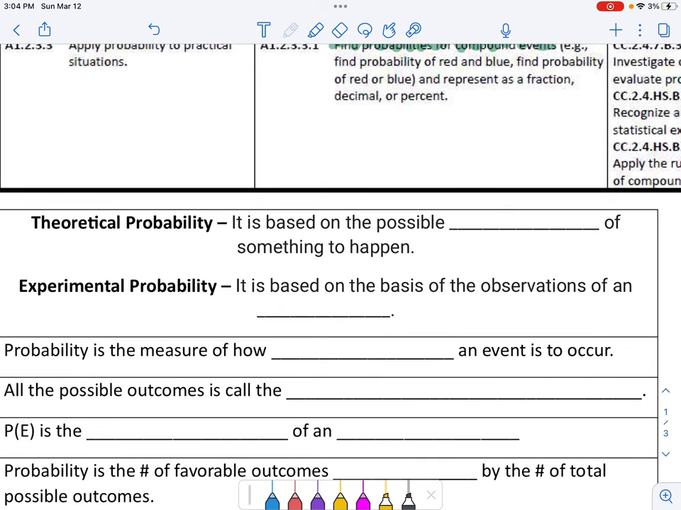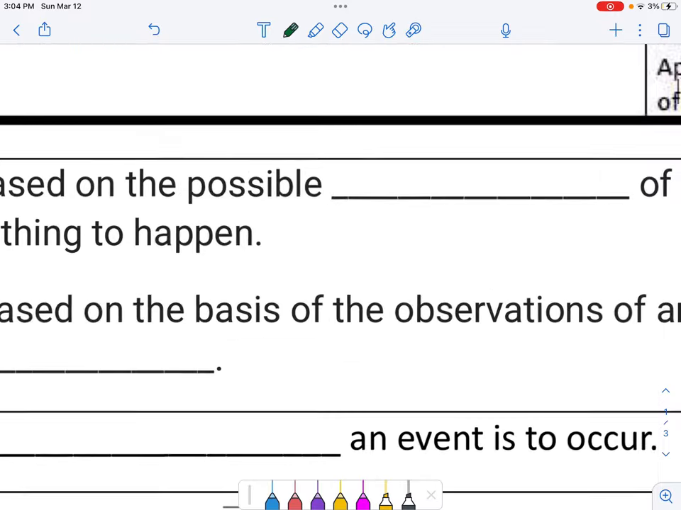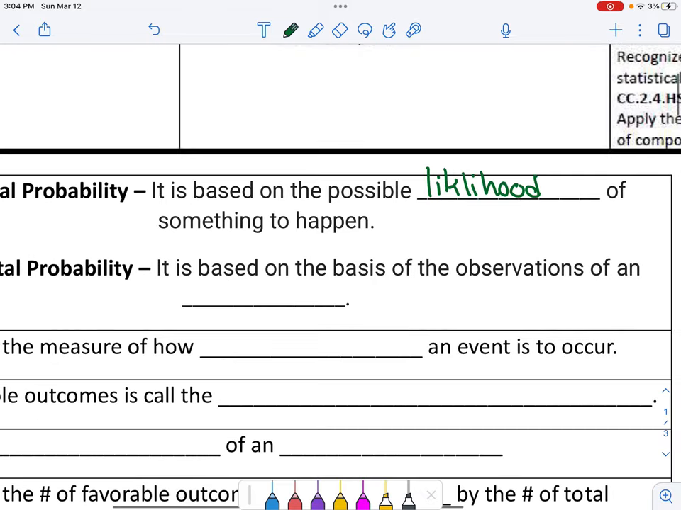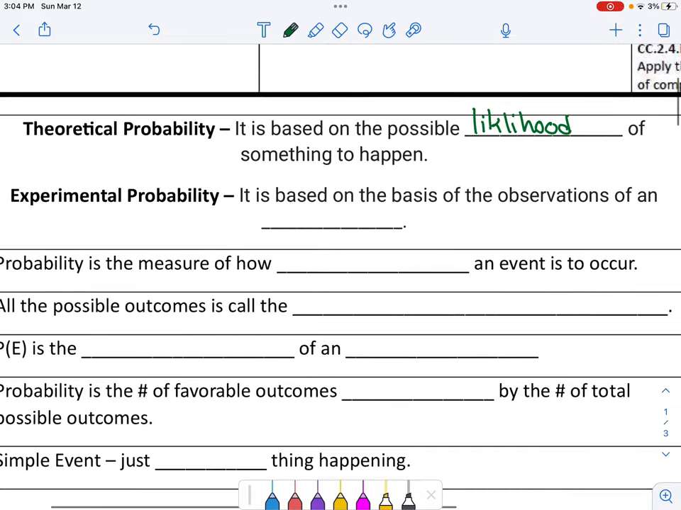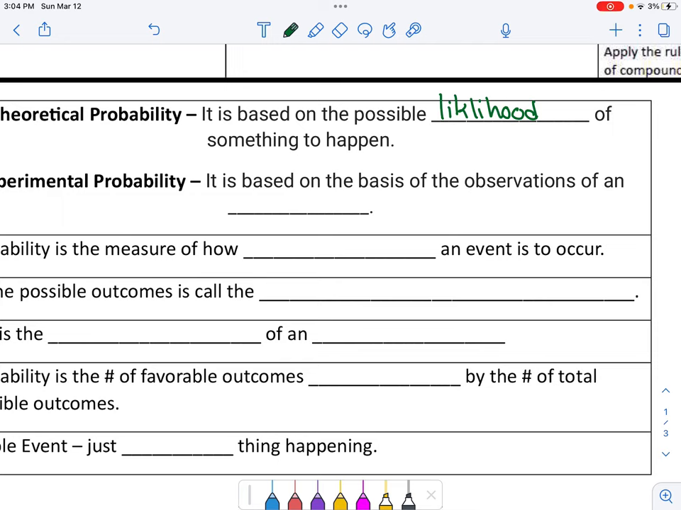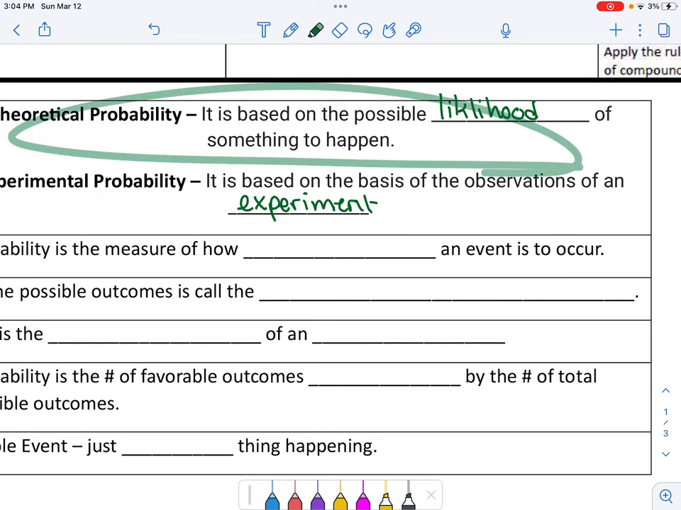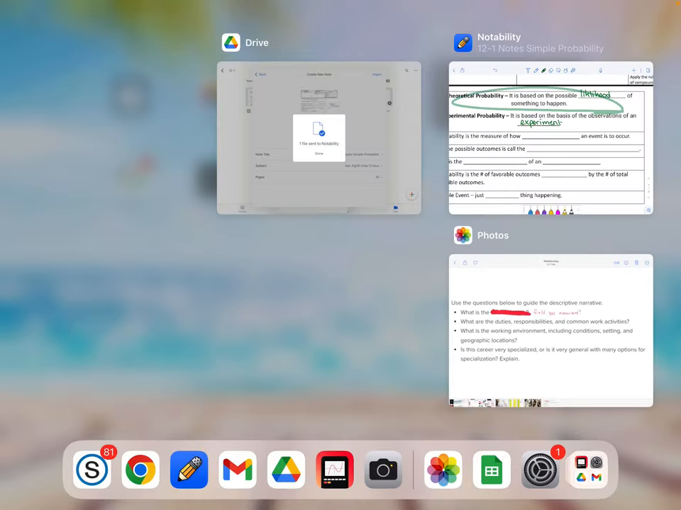So glad you asked. Theoretical probability is based on the possible outcomes, or the potential of something to happen. I'm going to actually, it's likelihood. That's the real thing there. Likelihood. Don't think there's an E there. If there is an E there, you can yell at me later. Now there is experimental probability. It's based on the observations of an experiment. We are not going to do this today, but I just wanted to let you know there are two different types. We're going to focus on theoretical.